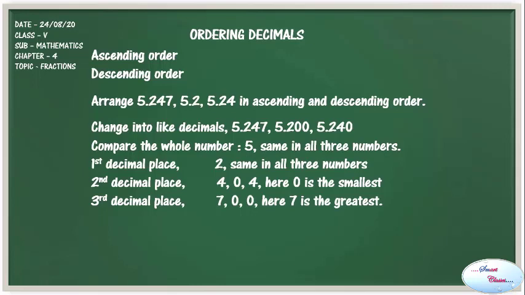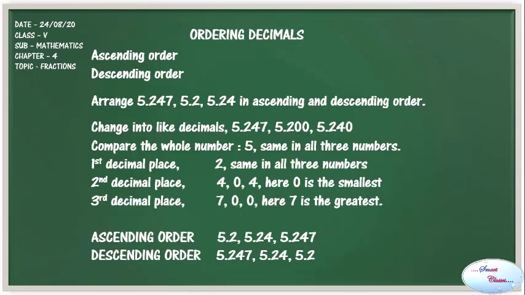Now we know the smallest and the greatest number. Since we have only 3 numbers, we can now write them in ascending order and descending order as well. The answer will be 5.2, 5.24 and 5.247. This is the ascending order, while in descending order it is 5.247, 5.24 and 5.2.